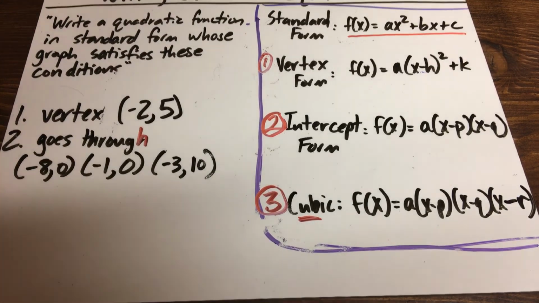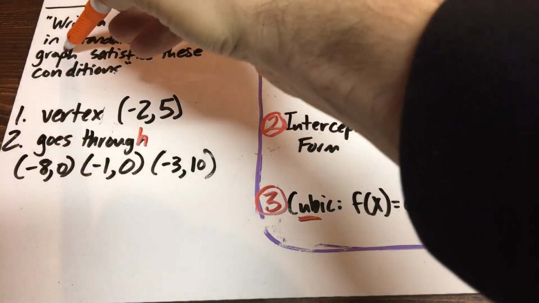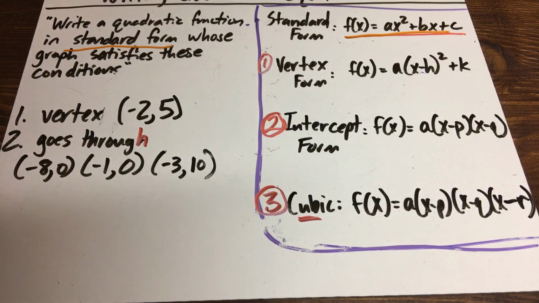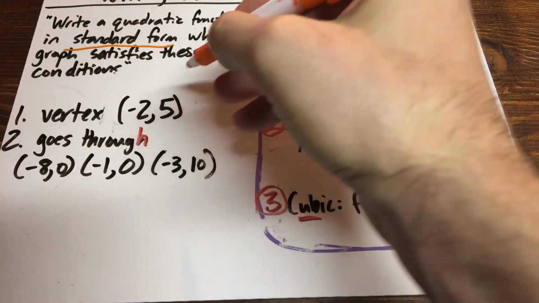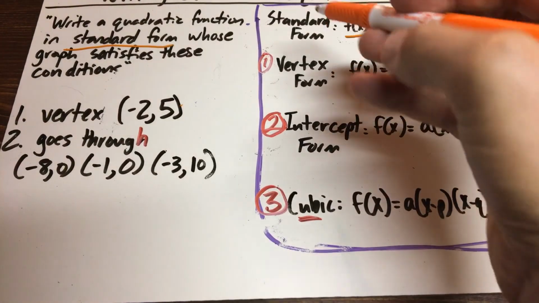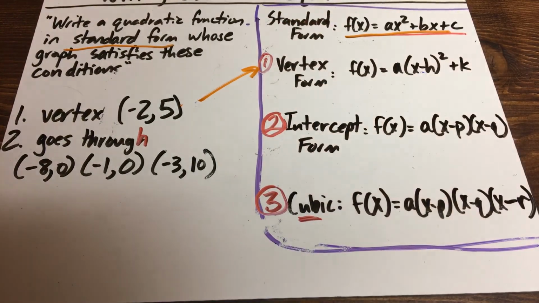So let's look at number 1. Write a quadratic function in standard form, up here, standard form, whose graph satisfies these conditions. So on number 1, we have a vertex of -2, 5. Since they describe vertex, I'm going to go up here and I'm going to pick this formula.